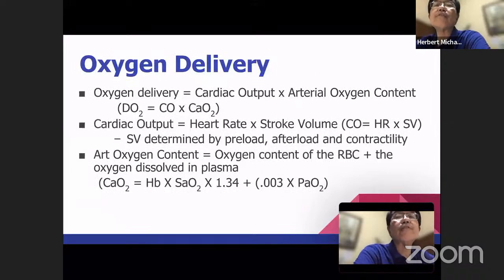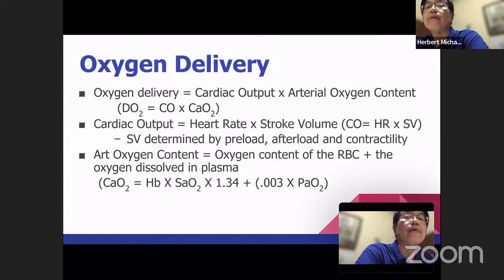So oxygen delivery is actually the product of cardiac output and arterial oxygen content. Cardiac output, on the other hand, is the product of heart rate times the stroke volume. So whenever a patient comes in to us who is in shock, wherein there is a decrease in cardiac output, they are most often than not tachycardic. And it is worrisome if they're bradycardic because it means that they are already on the brink of death.